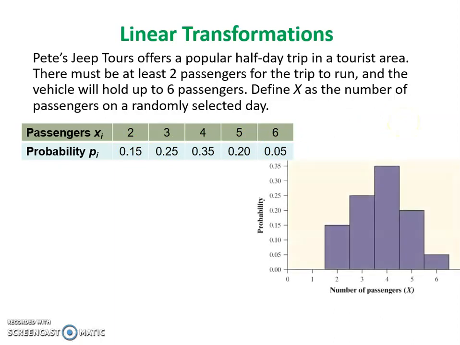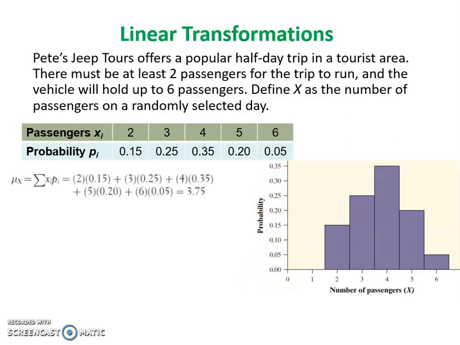Here is a visual. It's a histogram of our probability distribution. So here's the distribution in table form. Here's the distribution in visual form. You can see how we have the number of passengers and their probabilities here on the y-axis.